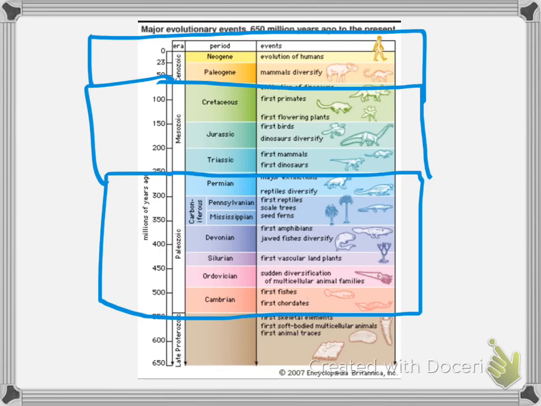First fish, first chordates, first vascular land plants, first amphibians. Reptiles start to diversify. You have seeded ferns, trees. All of that happens. Then we get into this one. This is where your Triassic, Jurassic, Cretaceous. This is your dinosaurs. Okay, so dinosaurs are in the Mesozoic. So then after that, we have mammals and humans are in the Cenozoic.